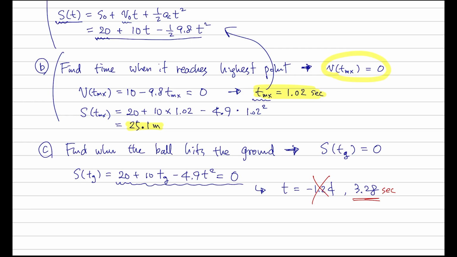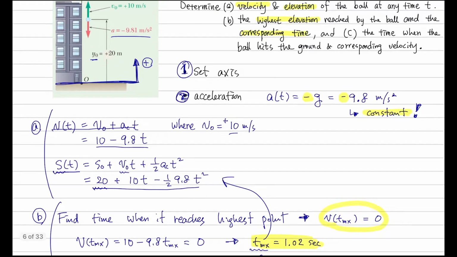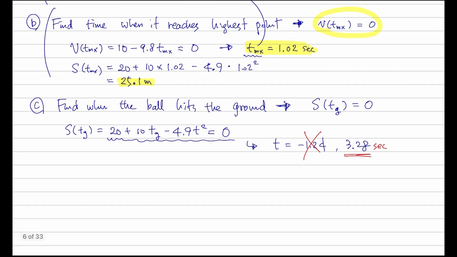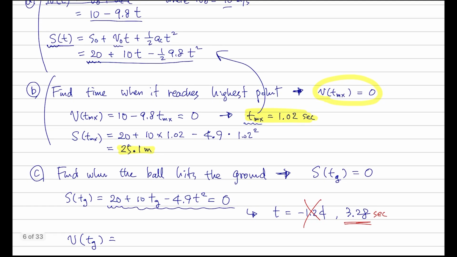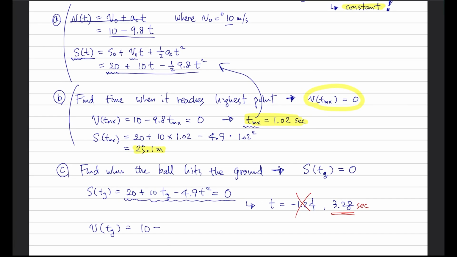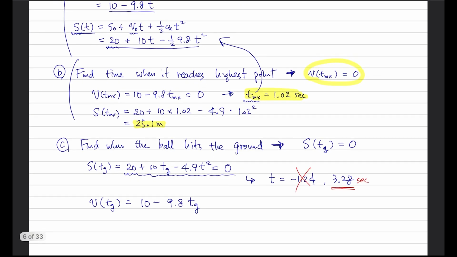And then, so we got that time, right? And I need to find the corresponding velocity. So I can plug this into the velocity equation. Velocity at tg is, what was that equation? It's here, 10 minus 9.8 t. So 10 minus 9.8 tg is going to be minus 22.2 meters per second.